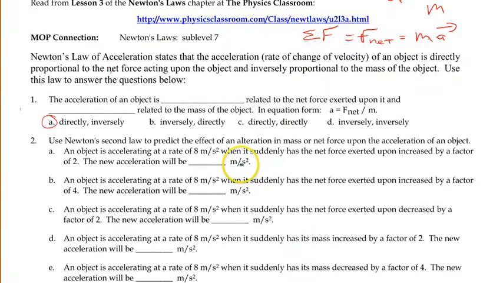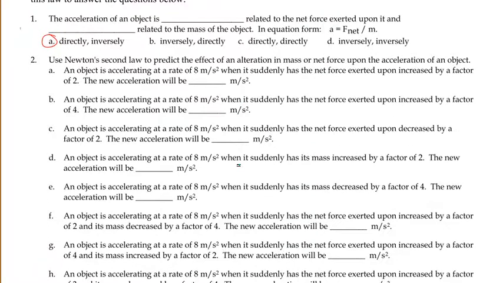Okay, so we're just going to predict some effects using this second law, the law of acceleration. For number 2 here, an object is accelerating at a rate of 8 meters per second squared when it suddenly has the net force increased by a factor of 2. Now, since force is directly proportional, we would expect the acceleration rate to double, and it would become 16 meters per second squared. We didn't change the mass, so the only impact was the force.